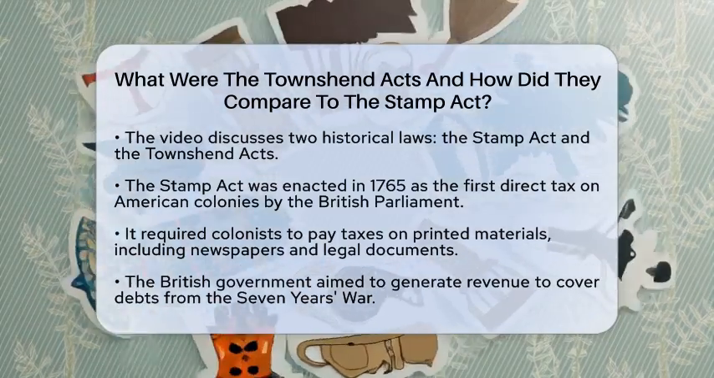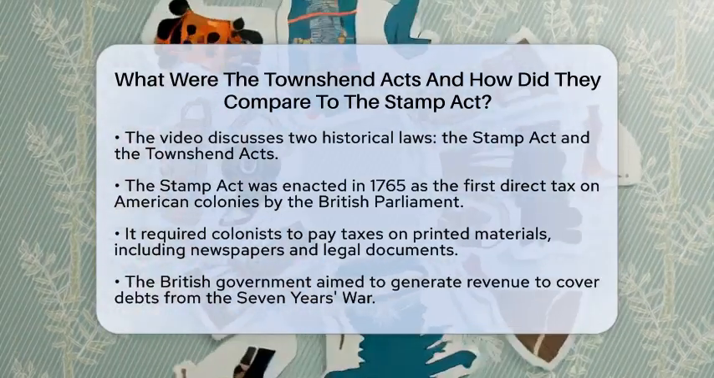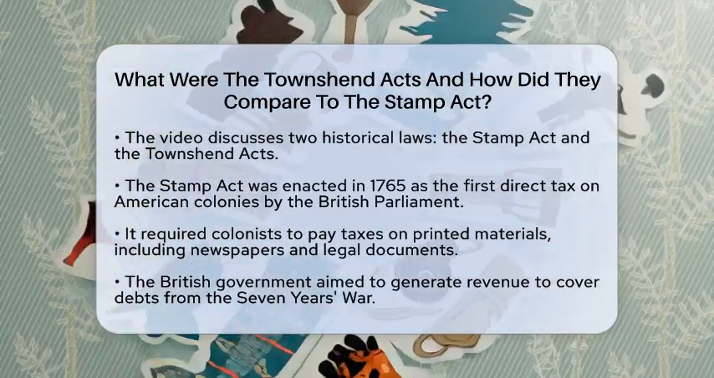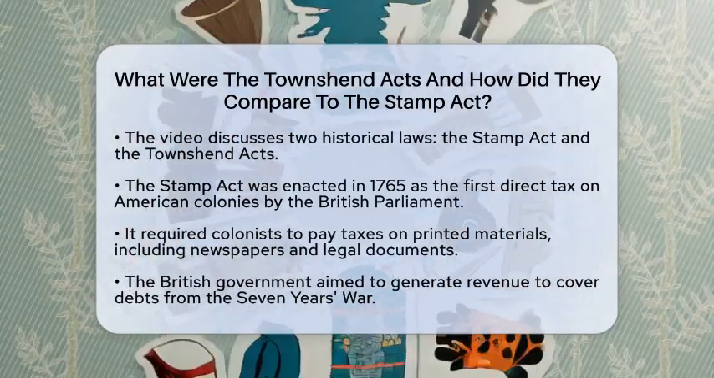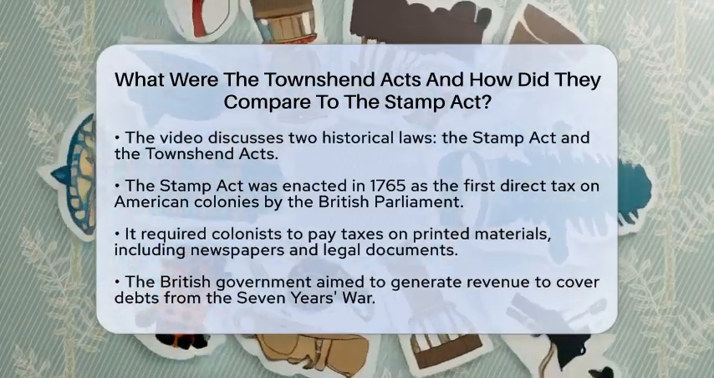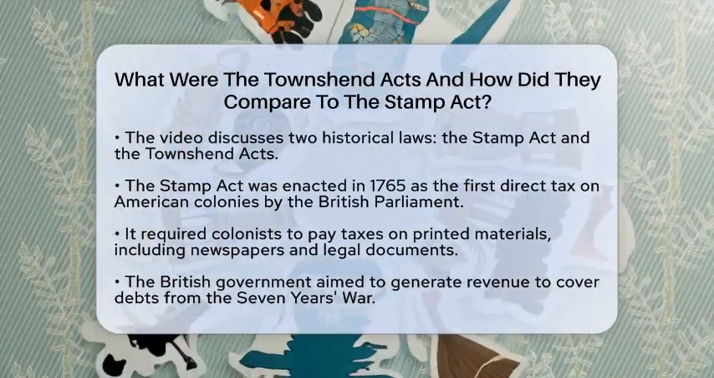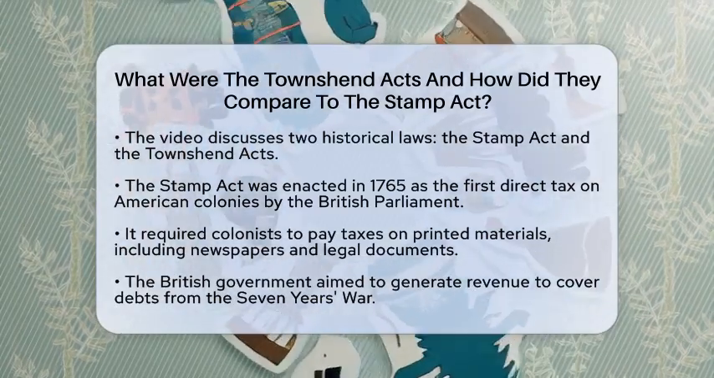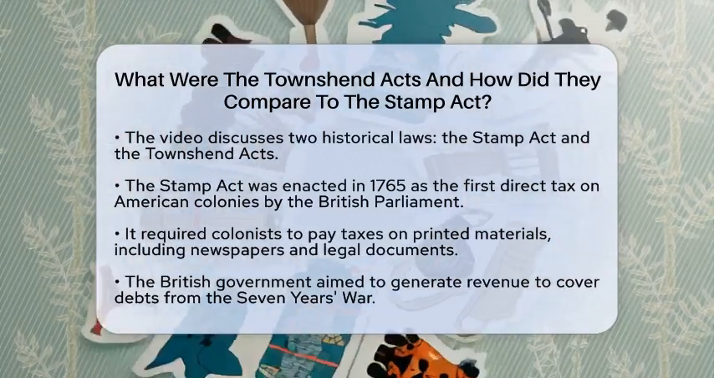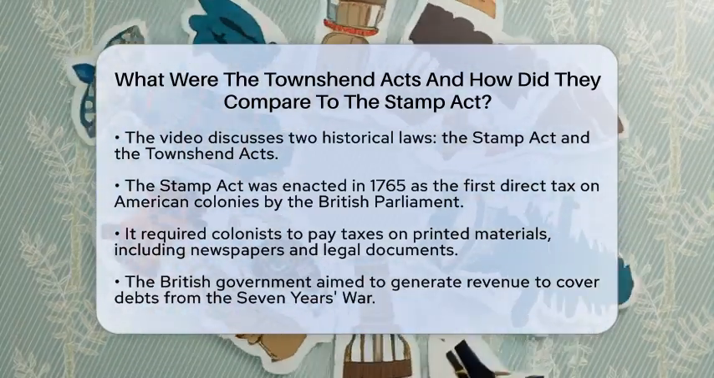First, let's talk about the Stamp Act. This law was passed in 1765 and marked the first direct tax imposed by the British Parliament on the American colonies. It required colonists to pay a tax on printed materials. This included newspapers, legal documents, and even playing cards. The British government aimed to raise money to help pay off debts from the Seven Years' War.